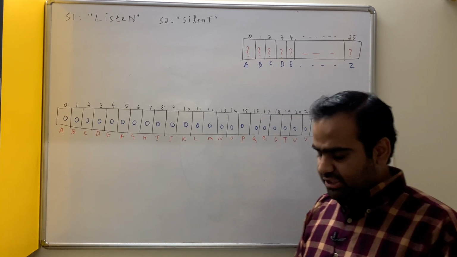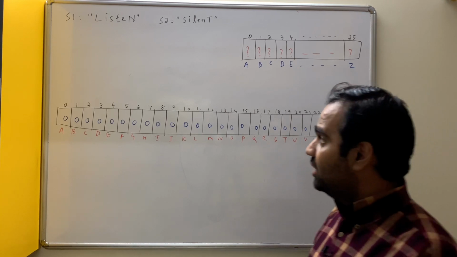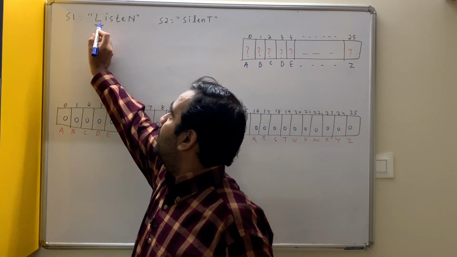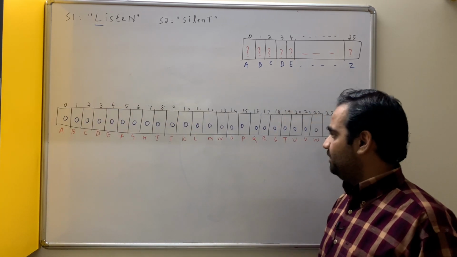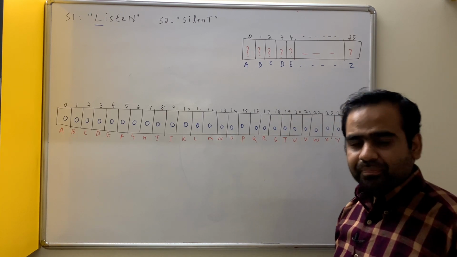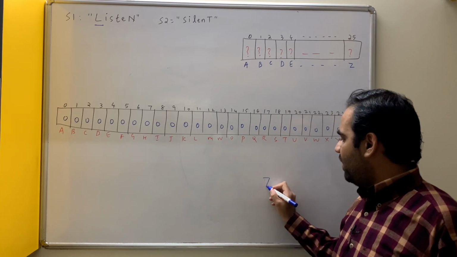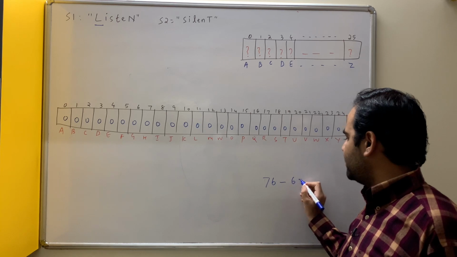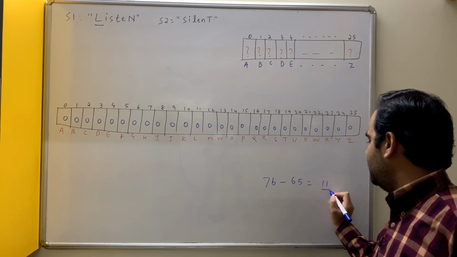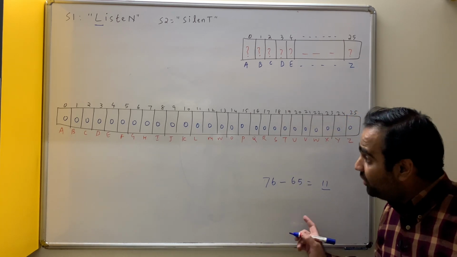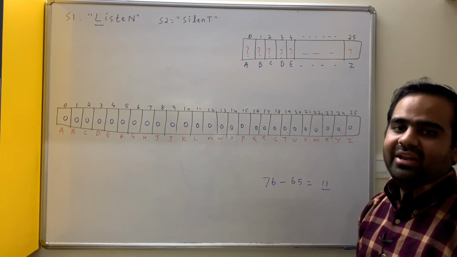Now let us take this string 1. Now what is string 1? It is LISTEN. Now let's take the ASCII value of L. What is the ASCII value of L? It will be 76. Now I say 76 minus 65. What is 76 minus 65? It is 11. That means L corresponds to index 11.